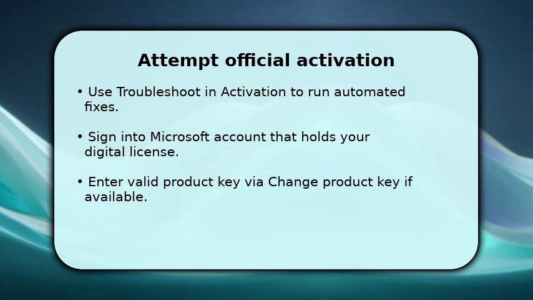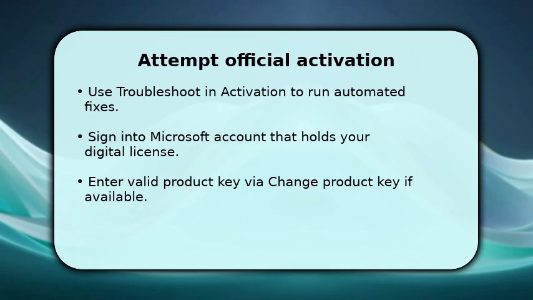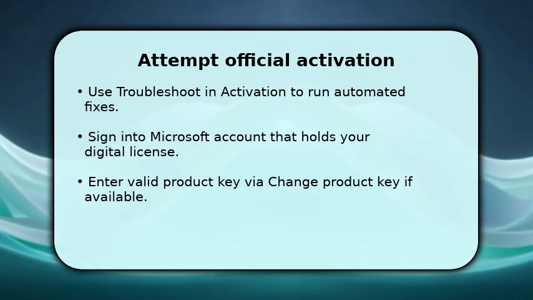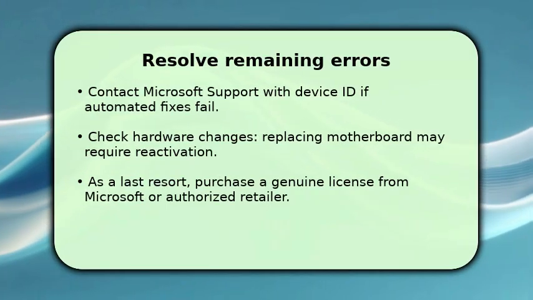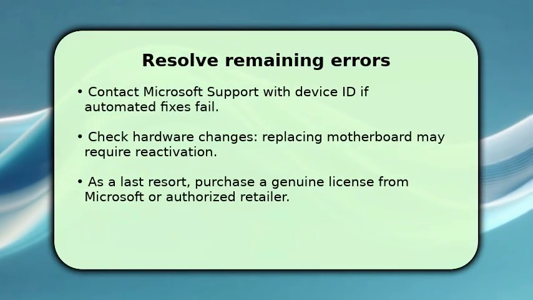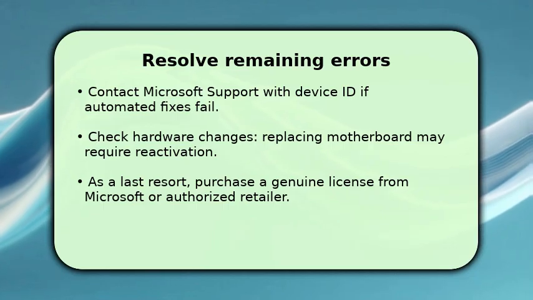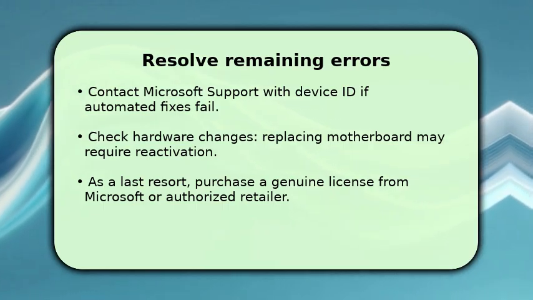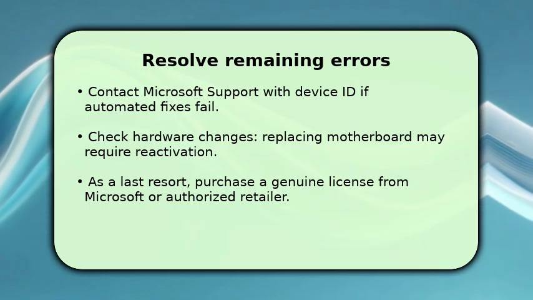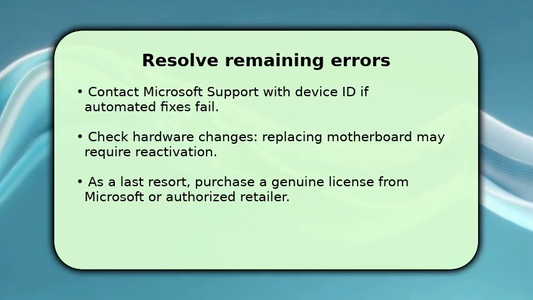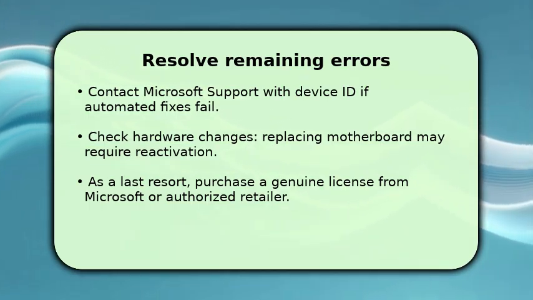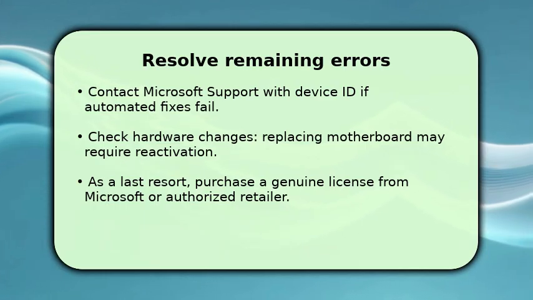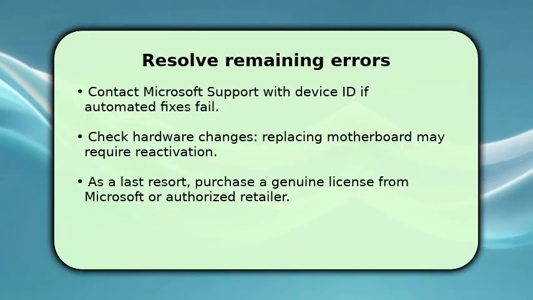You finish by addressing persistent problems and safeguarding legitimacy. If automated tools fail, use the activation page to get the device ID and contact Microsoft support. They can validate ownership and reassign a digital license if appropriate. Remember that major hardware changes, like a motherboard replacement, often break activation and require relinking the license. If you lack a valid key, purchase a genuine license from Microsoft or an authorized retailer.